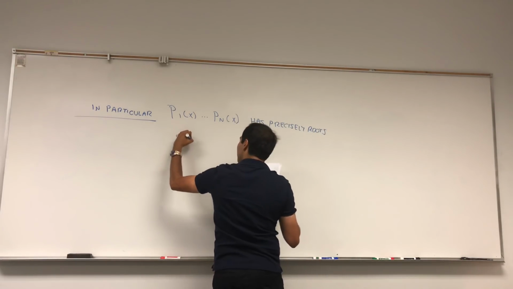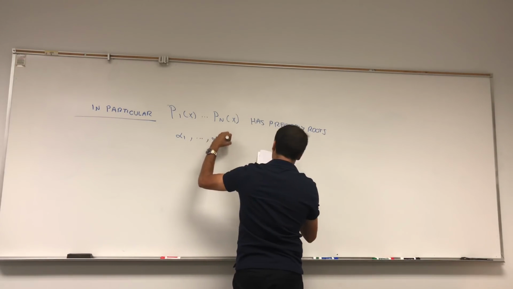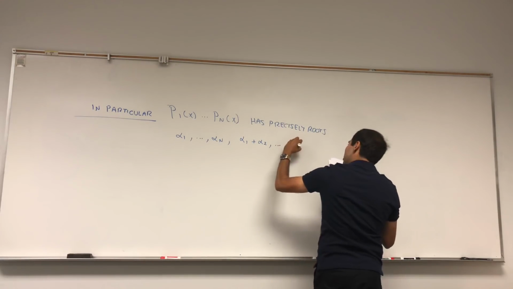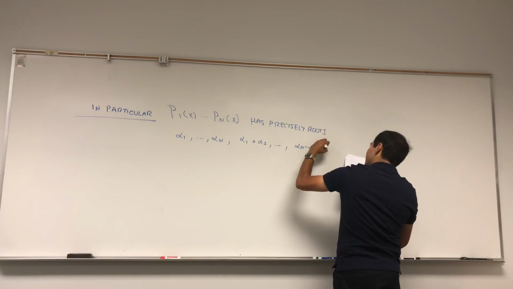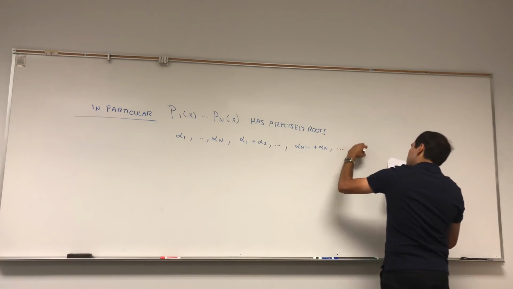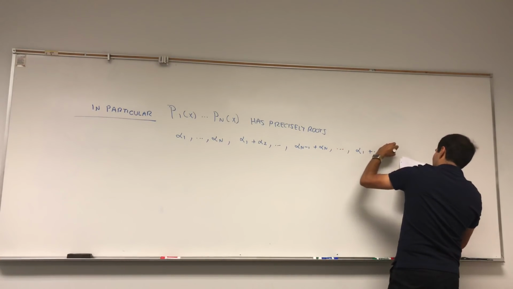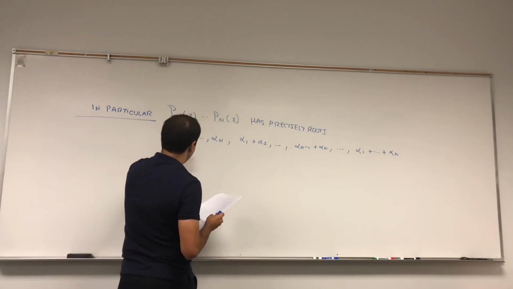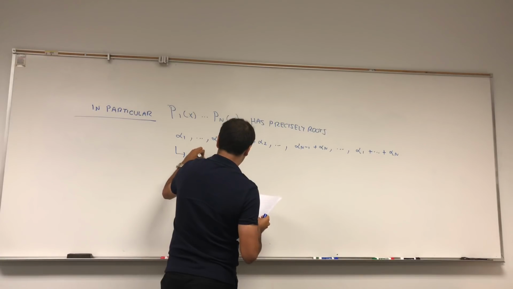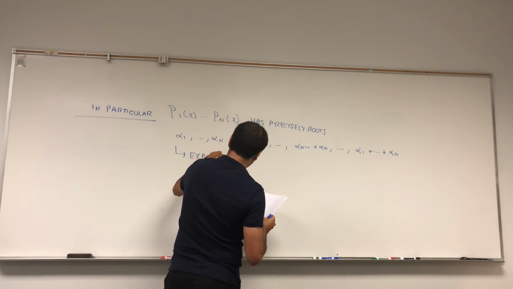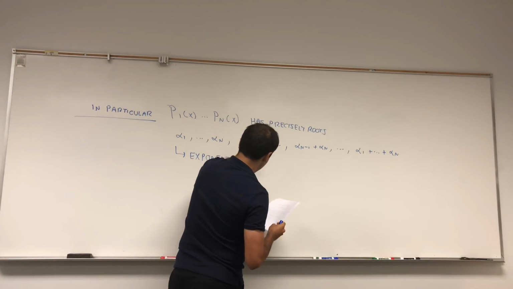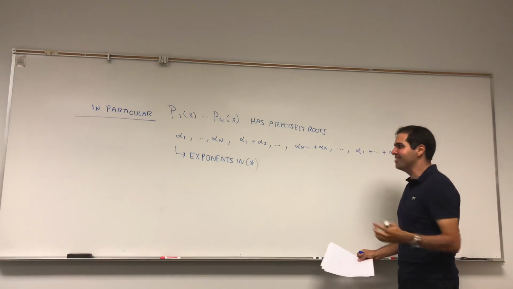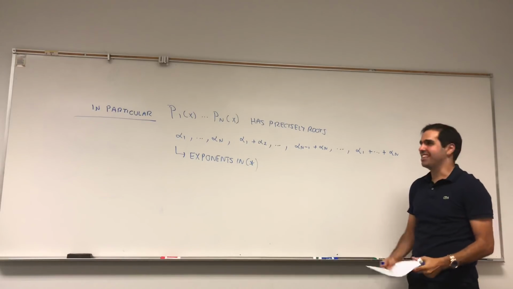Alpha 1 up to alpha n, alpha 1 plus alpha 2, again double sums, up to alpha n minus 1 plus alpha n, up to the full sum. And again, those are the exponents in the expression star. Sorry that I couldn't give you a more satisfying answer, but I figured I should at least present you something.